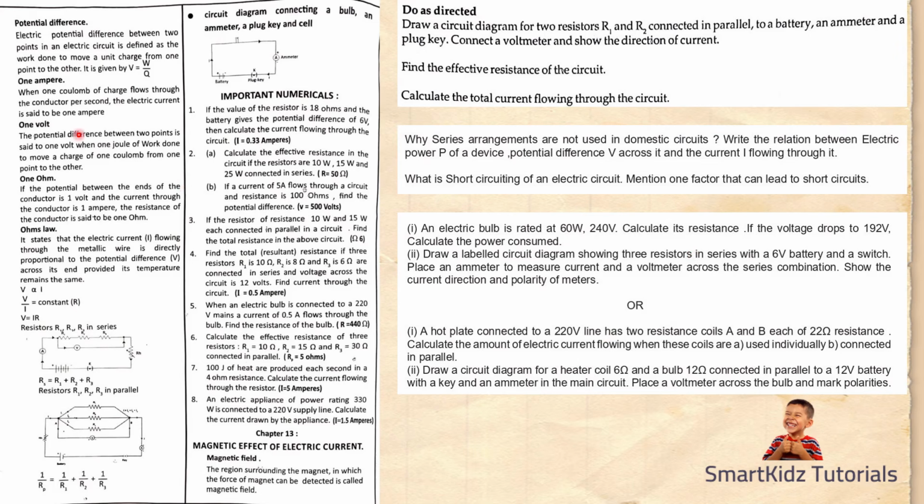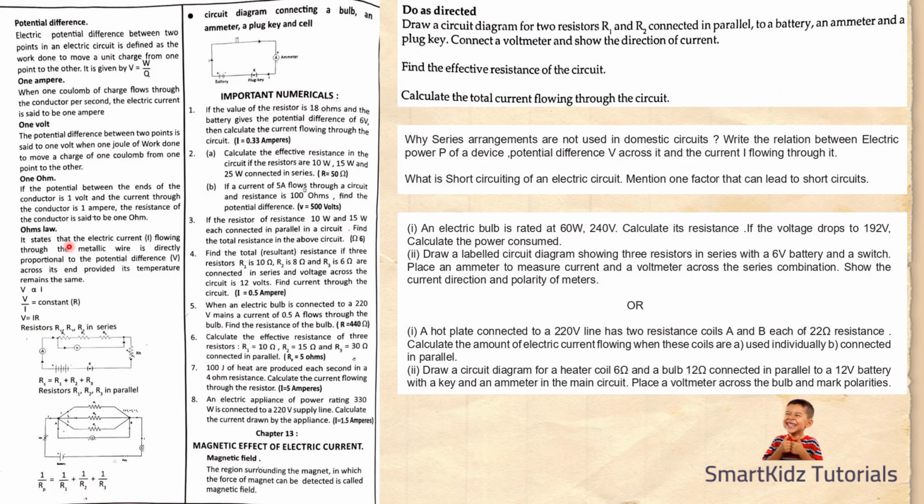1 ampere: when 1 coulomb of charge flows through the conductor per second, the electric current is said to be 1 ampere, 1 A. 1 volt: the potential difference between 2 points is said to be 1 volt when 1 joule of work is done to move a charge of 1 coulomb from one point to the other. And 1 ohm: if the potential difference between the ends of the conductor is 1 volt and the current through the conductor is 1 ampere, the resistance of the conductor is said to be 1 ohm.